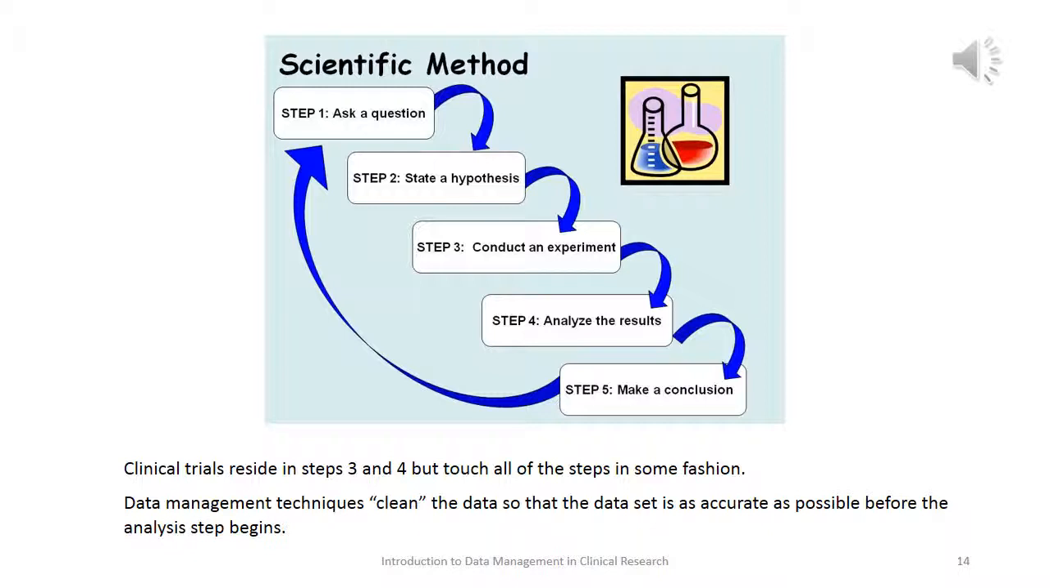Clinical trials, for the purpose of our diagram here, mainly reside in steps 3 and 4, which is to conduct an experiment and to analyze the results. But it really touches all the different steps here in the scientific method. So in data management, what we're trying to do is clean the data so that it's free of errors, so that the data set can be as accurate as possible before we get to the analysis step, which you can see is in step 4 there.